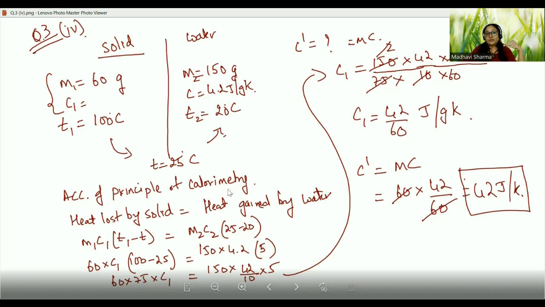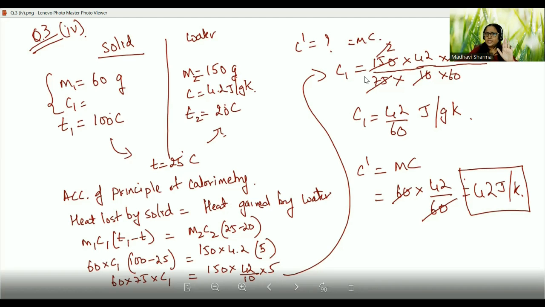According to the principle of calorimetry, heat lost by the solid is heat gained by water. So MC delta T is MC delta T. Just replace it and you will get the specific heat capacity of the solid. Children, you have to solve physics sums without any calculator. If you have seen, I write 4.2 as 42 upon 10. I don't make things complex, and that's how I have advised my students also. I would advise you also. Please do not make it complex.